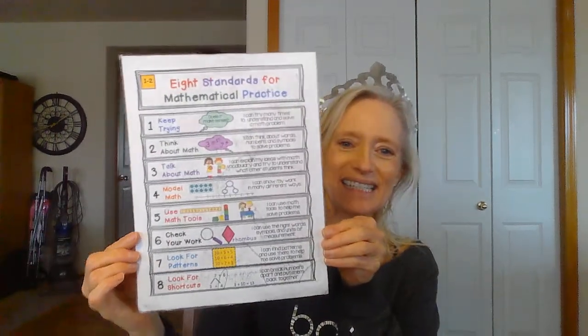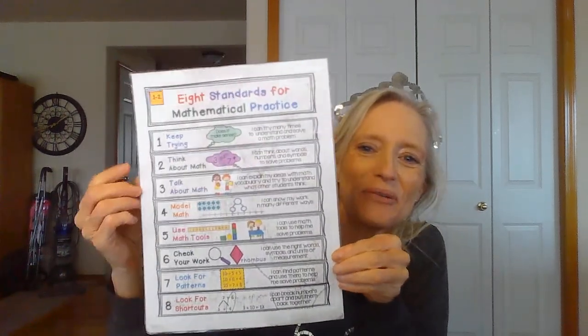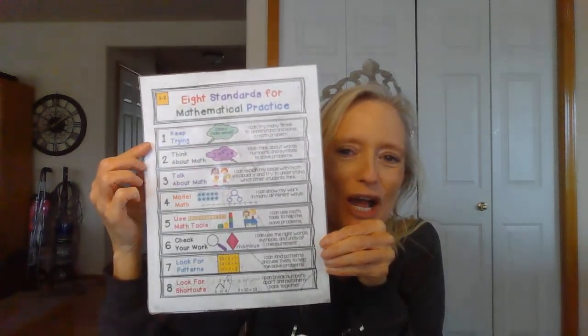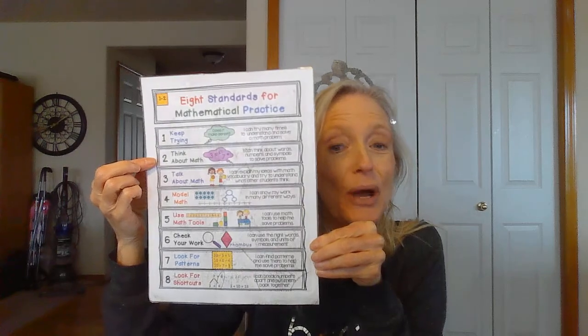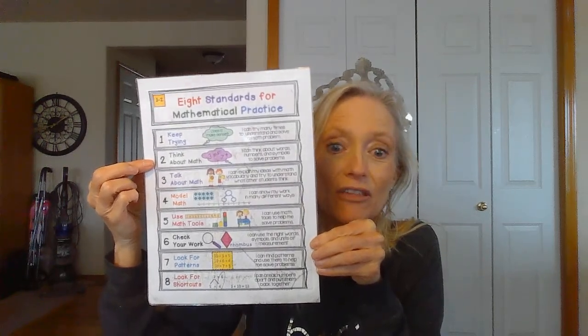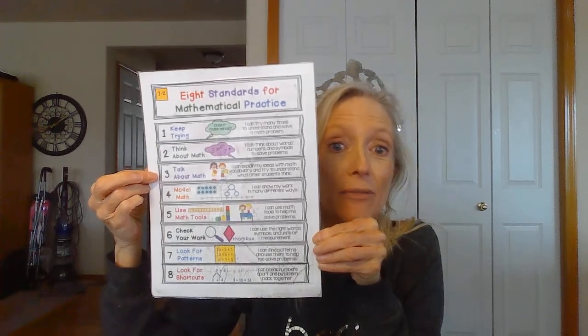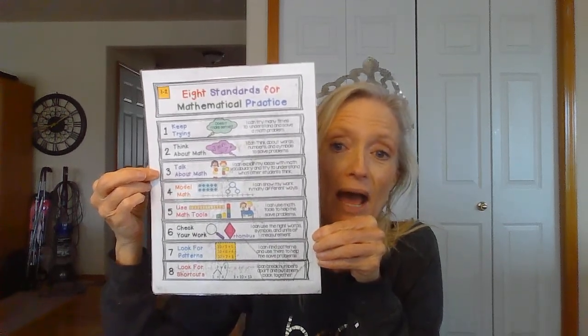We think, act, and talk like a mathematician. And I've got those 8 mathematical practices. Let's go ahead and review those. Number 1, mathematicians keep trying. Number 2, mathematicians think about math. Number 3, mathematicians talk about math.